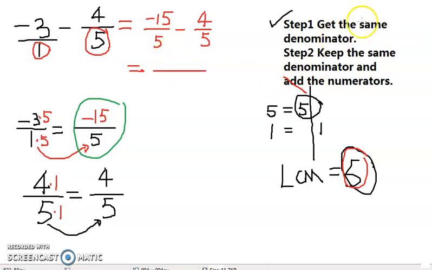So we're still going to keep the same denominator, which is 5. And we're going to subtract the top numbers, the numerators. Negative 15 minus 4 gives us negative 19. We also want to do one more step to move the sign in front of the number, because negative divided by positive 5 is negative. So the answer will be negative 19 over 5. Now again, this fraction is already reduced.